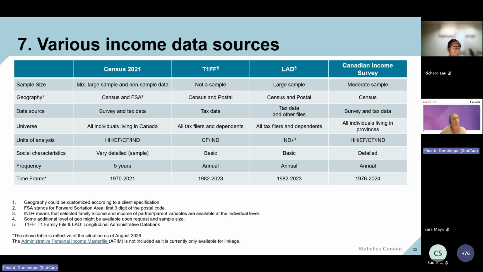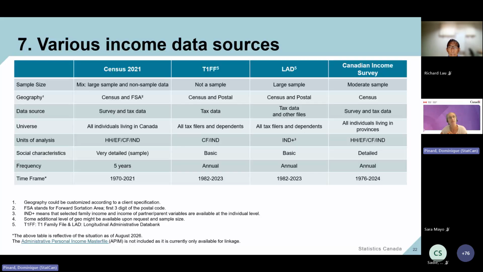So here you see the first item is comparing sample size. You would use the sample size to know if you want something very detailed. A survey might not be able to provide you with that. So, for example, if you want to know lone parent families where the oldest person is 65 and over and lives in Winnipeg, well, that might be difficult to get from the Canadian Income Survey because it's a sample, but with TIFF or the census, you would be able to get that.